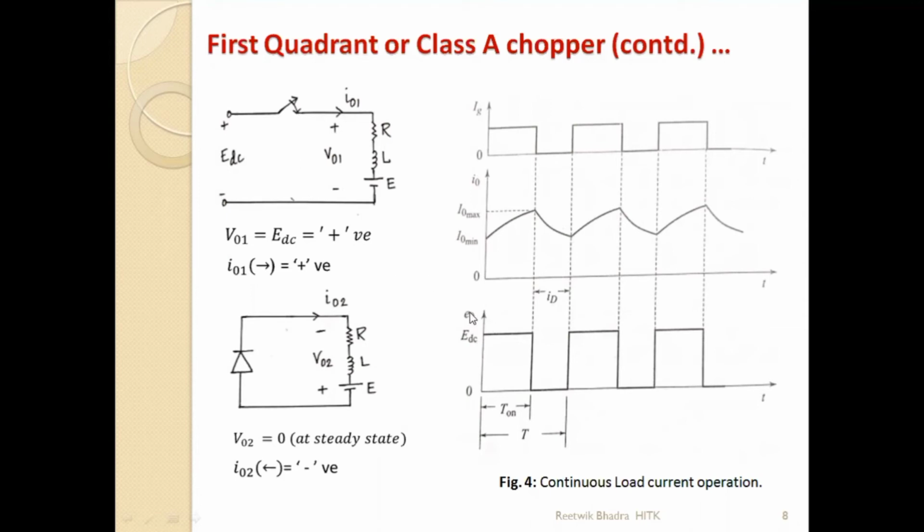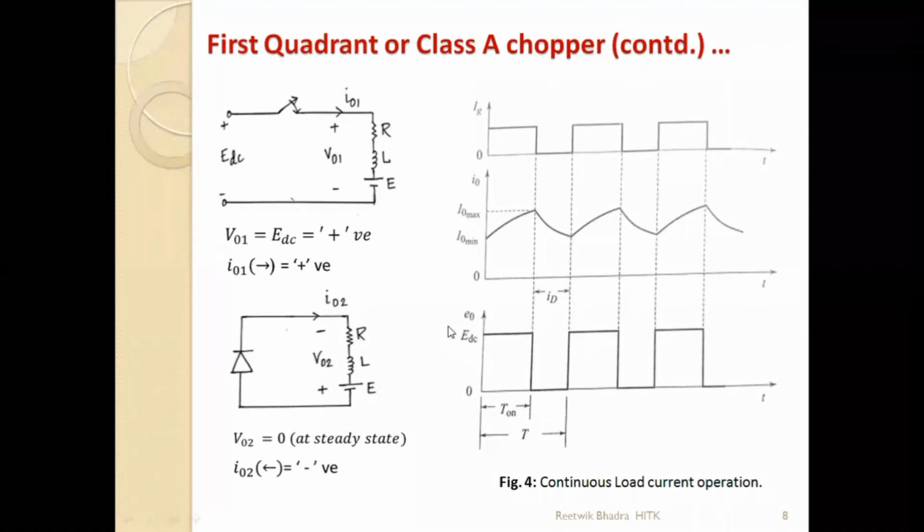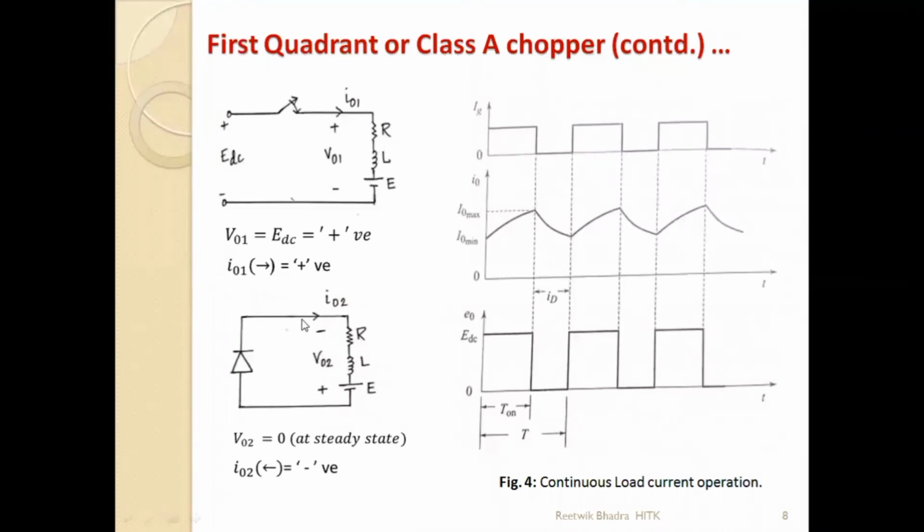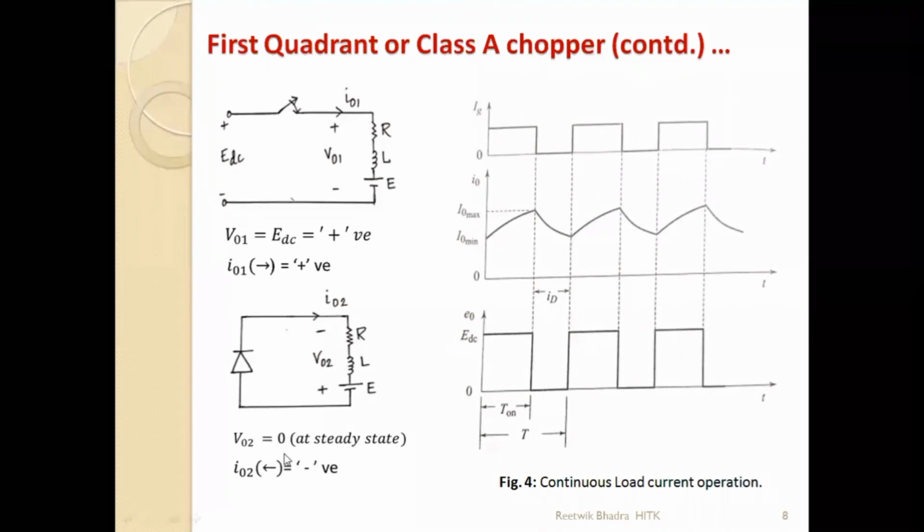Why is V02 zero? Which one? V02. V02 is minus, this is plus. If I calculate the voltage across this, it will read the voltage across the diode only. So if I apply KVL, V02 is equal to VD. If the diode is ideal, V02 will be 0. If it is not ideal, it will have some drop.